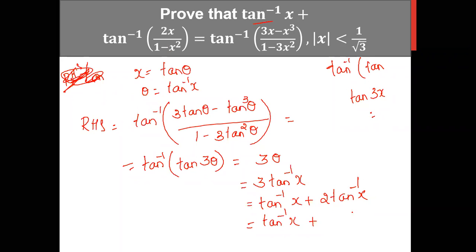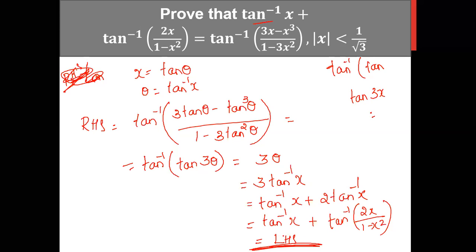But ಇಲ್ಲಿ ನನಗೇನಿದೆ 2 tan inverse x ಇದೆ. So how to convert it into this form? What is the formula for 2 tan inverse x, students? So that is tan inverse of 2x divided by 1 minus x square. The formula for 2 tan inverse x is tan inverse of 2x divided by 1 minus x square. So which is our required LHS.